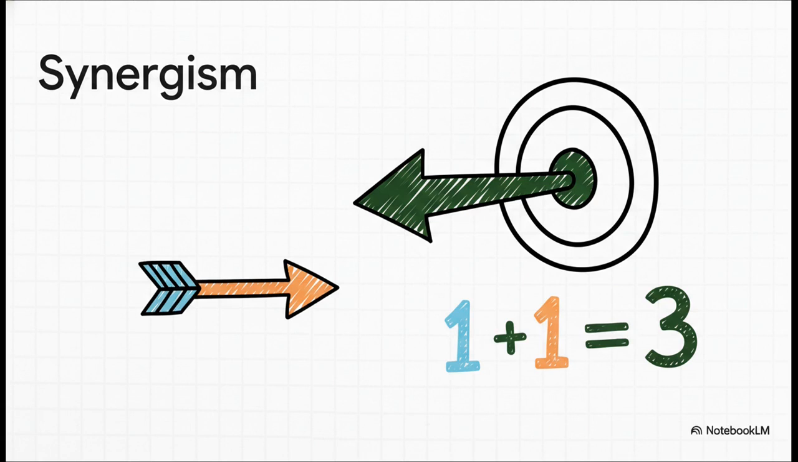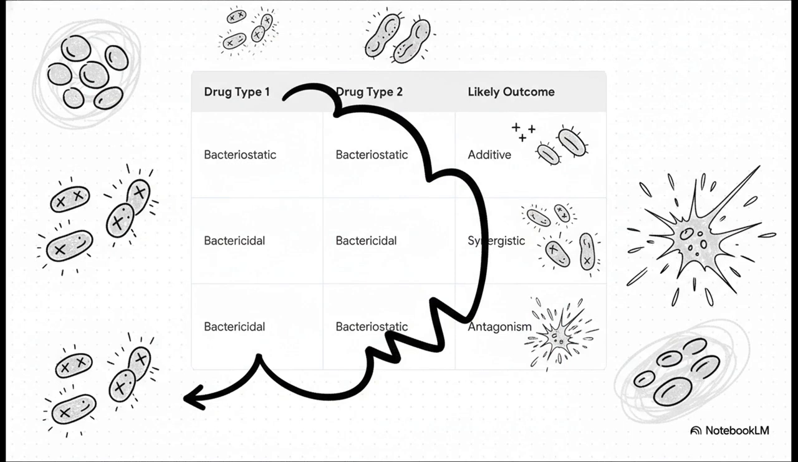And sometimes, in a really sick patient with an unknown infection, we need to broaden our attack to cover all the likely suspects. But you have to be very, very careful here. Look at this table. Combining two bactericidal drugs? Often great. But see that last row? Combining a cidal and a static drug? That can be a problem.